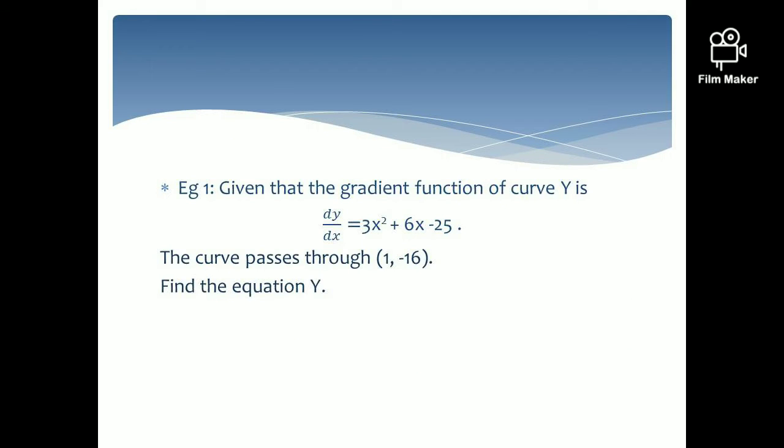Now let's try to understand the concept from this question. Example 1 says, given that the gradient function of a curve y is dy by dx equals 3x squared plus 6x minus 25. And specifically they mention the curve passes through the point 1, minus 16. Our problem is to find the equation y.